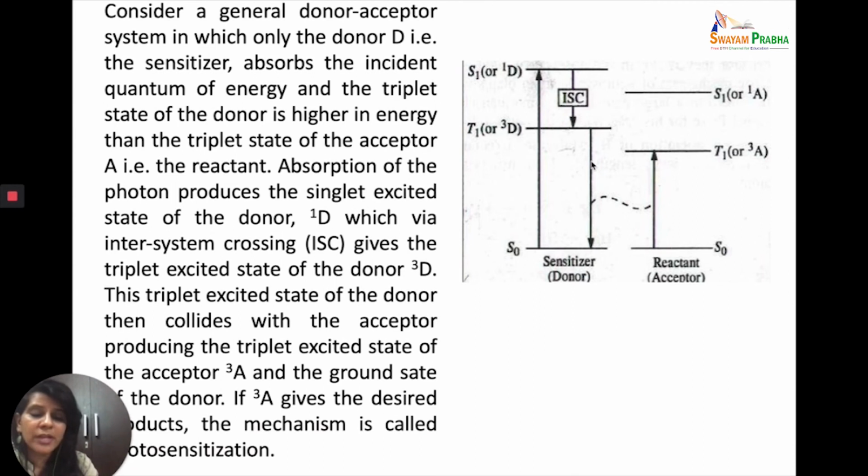Because donor and acceptor are put together, because of the collision, there is a transfer of energy from the first triplet excited state of the donor to the first triplet excited state of the acceptor. In this process, the donor loses its energy to the acceptor and goes back to the singlet ground state, whereas the acceptor is in the triplet excited state because it has now taken the energy from the donor. Now that the acceptor has become excited, it can undergo a photochemical reaction.